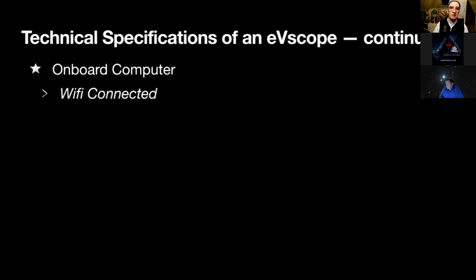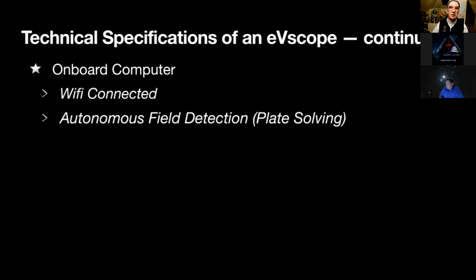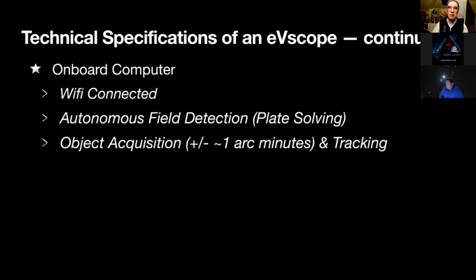There are some more technical specs. It again has an onboard computer that does the Wi-Fi connection. It does the plate solving. It does autonomous field detection. It's got to be in focus or close to focus. You point it at the sky and tell it, like a dog, to hunt, and it will find where it's pointed and start tracking. Then you select an object, and it will go to it, as any go-to telescope does.